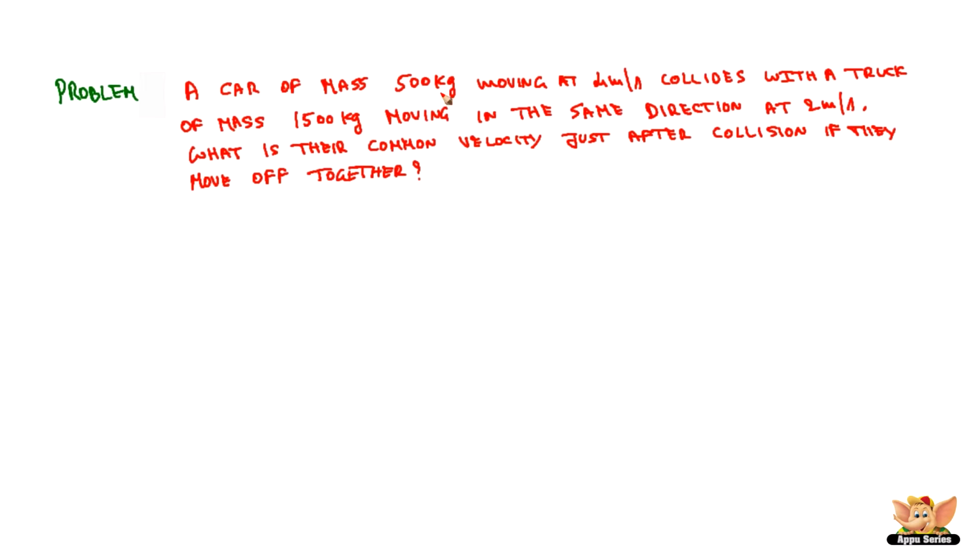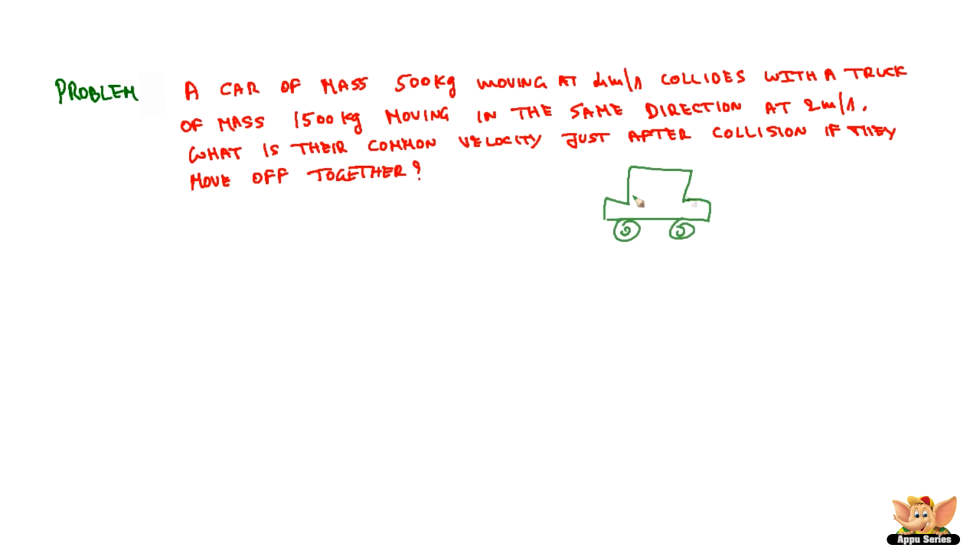A car of mass 500 kg moving at 4 meter per second collides with a truck of mass 1500 kg moving in the same direction at 2 meter per second. What is their common velocity just after collision if they move off together?